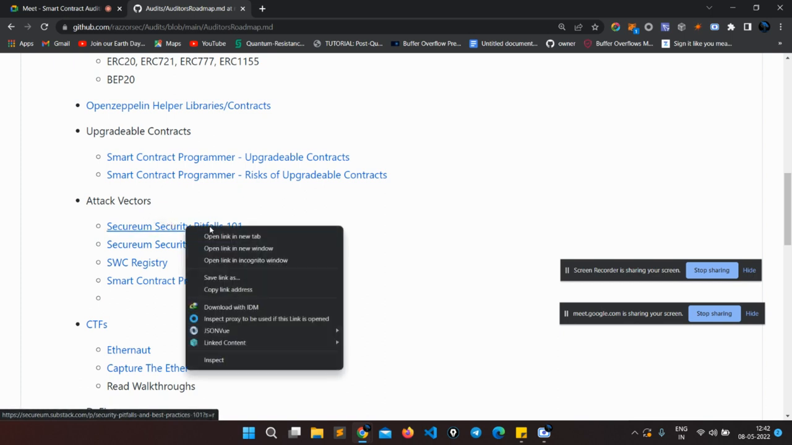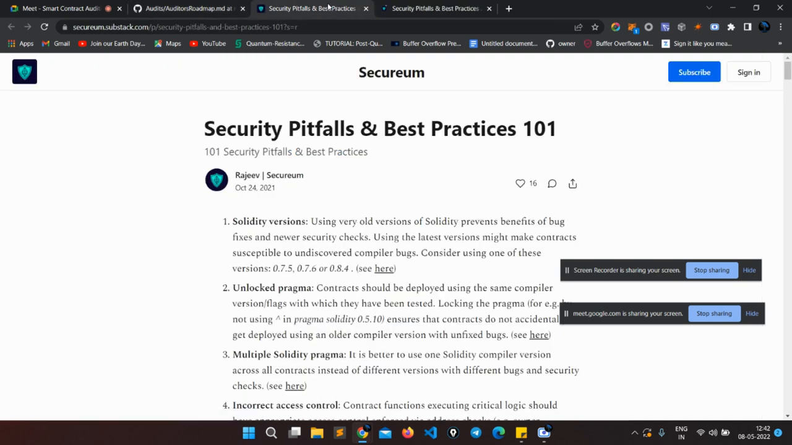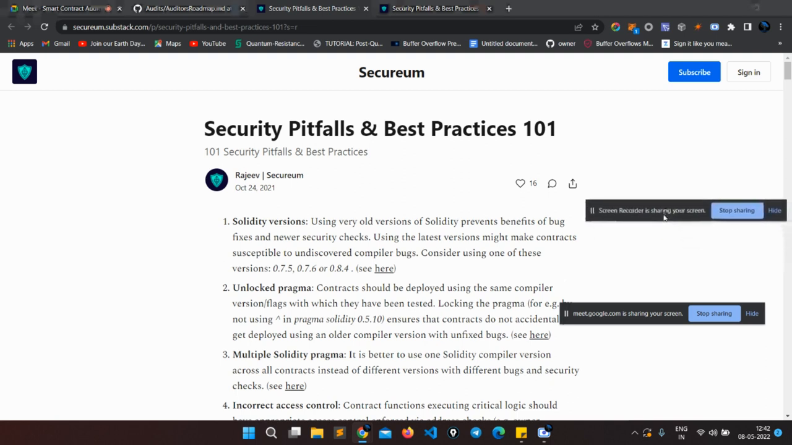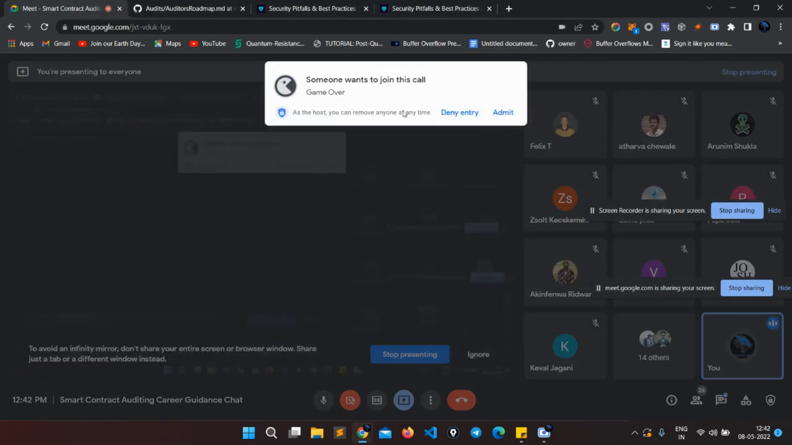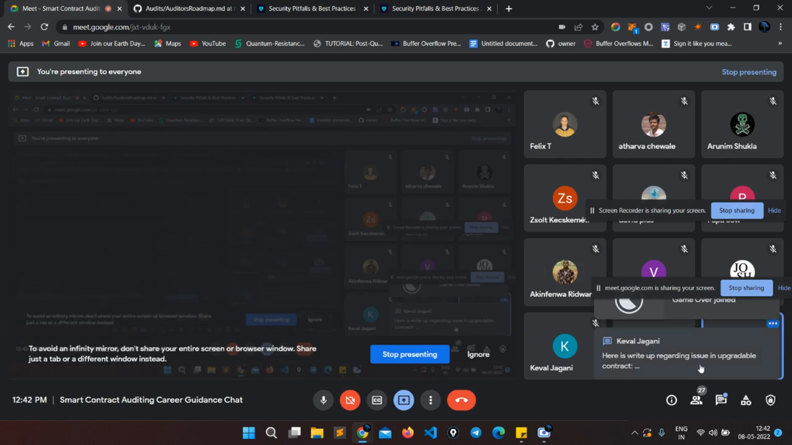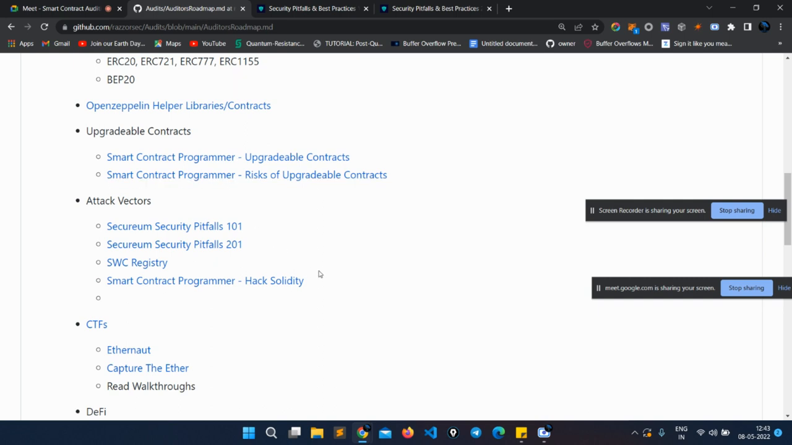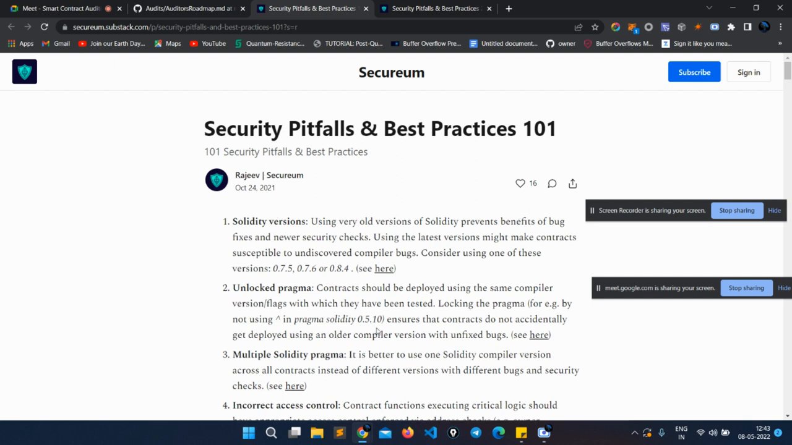You can actually follow Security Pitfalls 101 and Security Pitfalls 201 from Securium itself. Again, well-curated content. This will help you connect your Solidity dots with the bugs that you can find. Yes, Skavel has shared a link that you can go ahead and read about it. So this is one, what else? Yes, Security Pitfalls 101 and 201. This covers what are the problematic stuff in Solidity, or you can say, what are the bugs that we are supposed to report in a Solidity project.